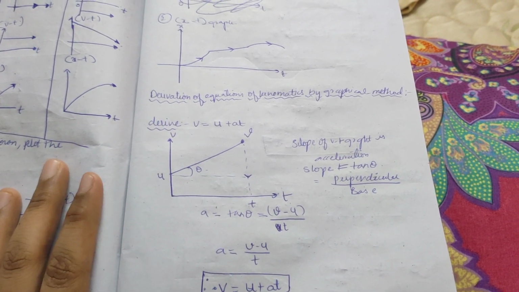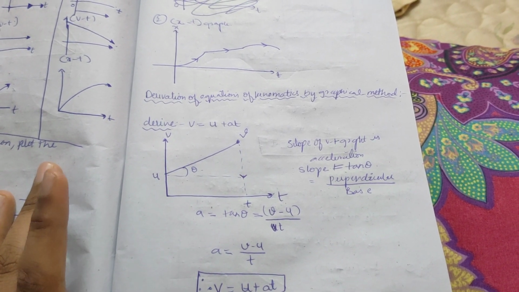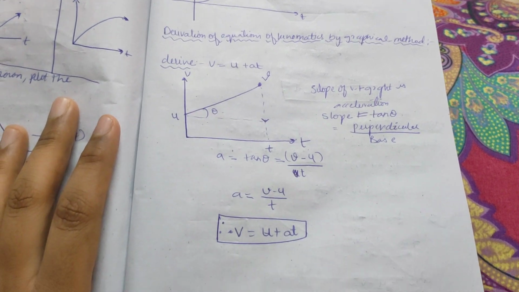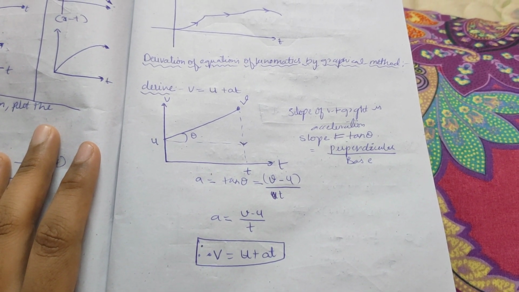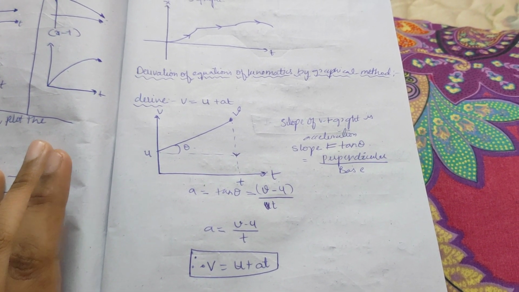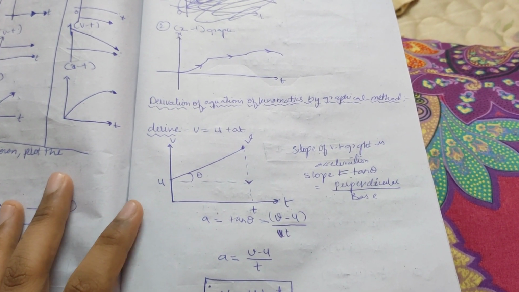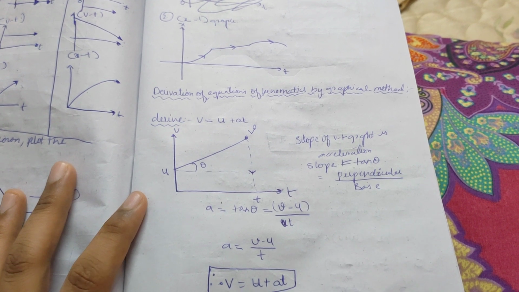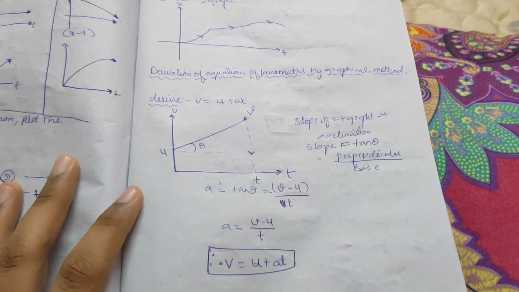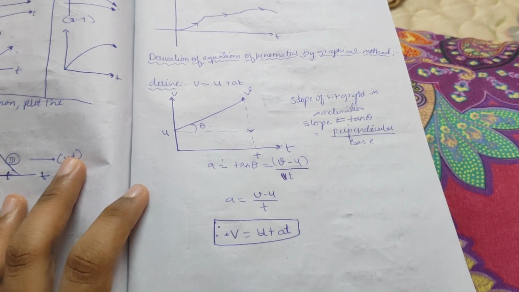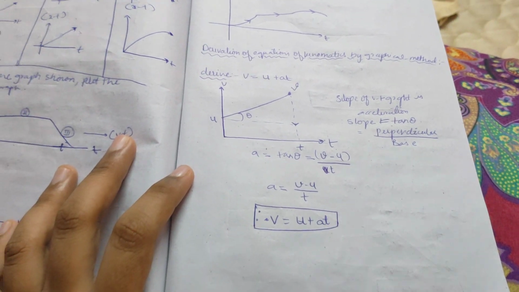Now deriving the formulas we have derived earlier with the help of calculus. Here you can see v = u + at. The slope of the v-t graph is acceleration, and slope is equal to tan theta. Tan theta is basically perpendicular by base. So a = tan theta = (v - u)/t. So a = (v - u)/t. Therefore v = u + at.